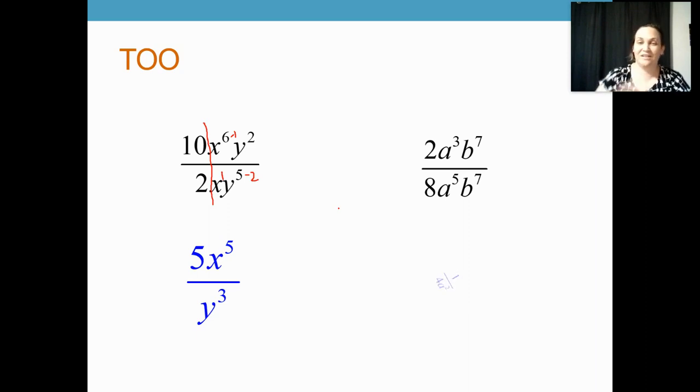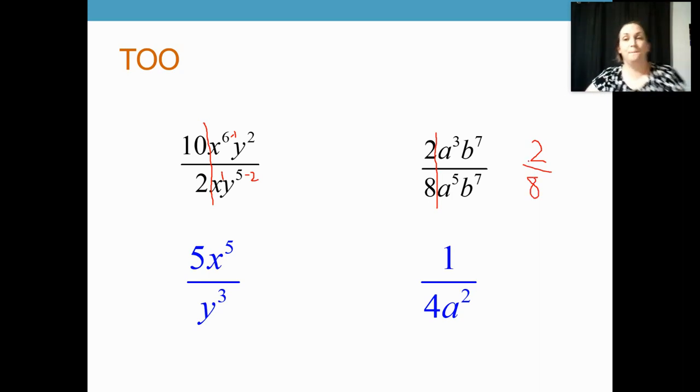All right, let's check the next one. So for the next one, I got 1 over 4a squared. Now, the 4 is on the bottom because when we have this fraction right here, 2 over 8, the larger number's on the bottom. So that's kind of the same as with exponents. If you're doing a division problem and the larger number is on the bottom, then your final answer is going to end up with the number on the bottom. You want to think of this like simplifying. I can divide both of these by 2. 2 divided by 2 is 1, and 8 divided by 2 is 4.